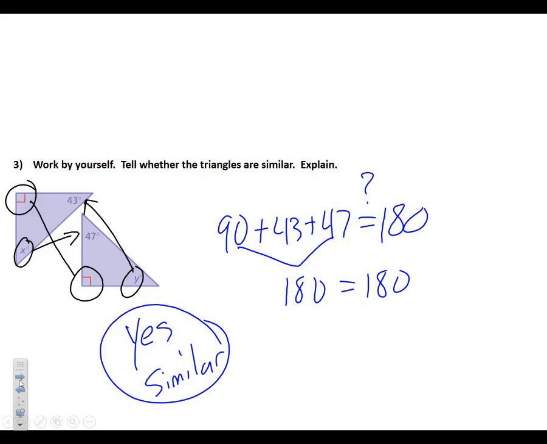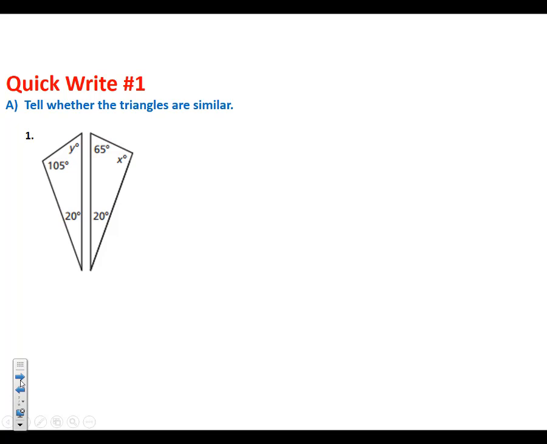Ladies and gentlemen, this pretty much concludes our first video. You do have a quick write that you have to do on your own, and we will figure that answer out together in class as we collaborate. So please pause your video. Get this one done, telling whether these triangles are similar. Of course, you're going to have to draw them and label the angles.